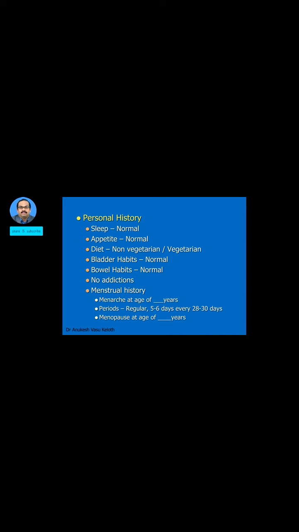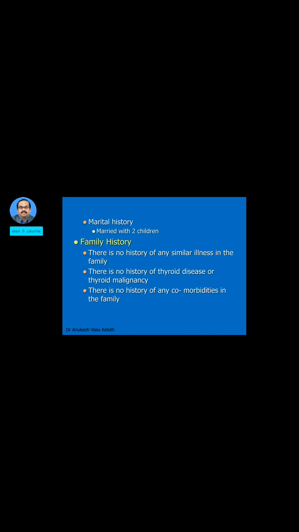Now here you can mention accordingly. If she's 50 years, you can forget about the periods and directly go for menopause at the age of 50 years. Marital history, she's married with 2 children.